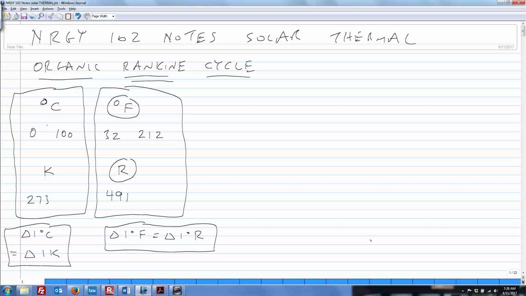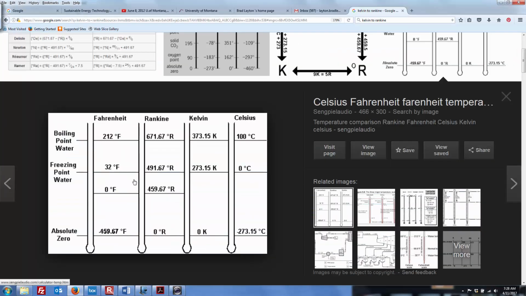So you can see here in Celsius and Kelvin, to go from boiling to freezing is a change of 100. Same thing here. Here, to go from boiling to freezing, it's a change of 180 degrees. The same thing here, a change of 180 degrees. Okay, so it's just a shift.